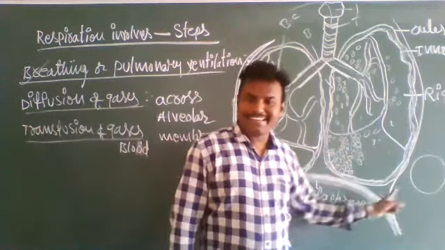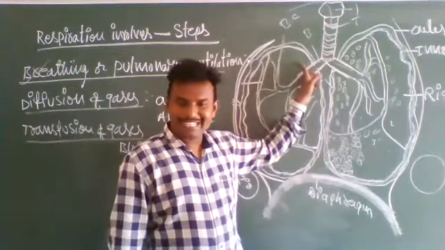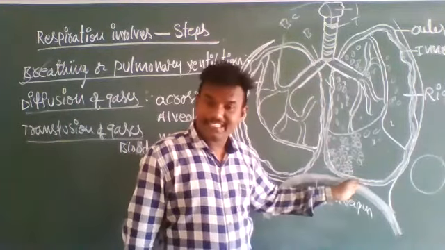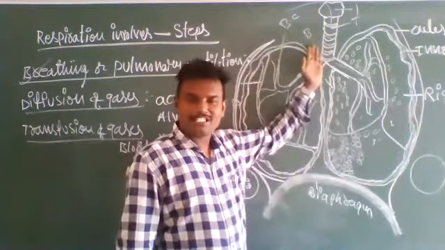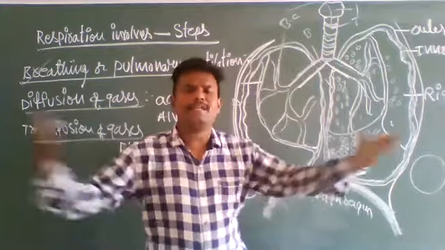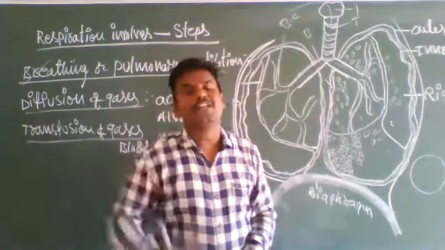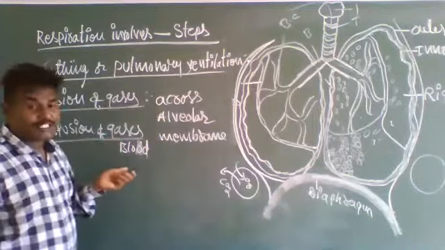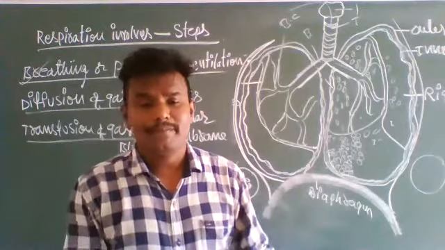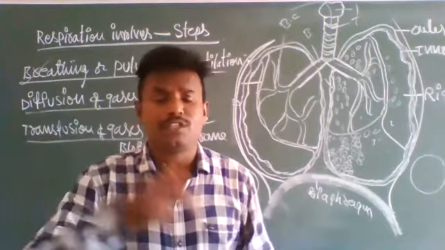Through the pulmonary vein, oxygenated blood enters into the heart. From the heart, blood is supplied to the body. So that is called transport of gases. Transport of gases means oxygen is mixed with the blood, and through the blood, oxygen is supplied throughout the body.